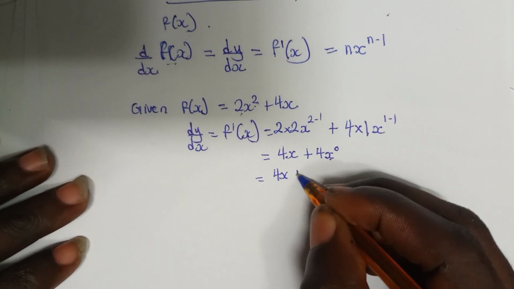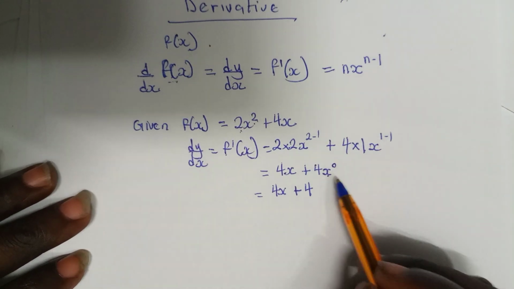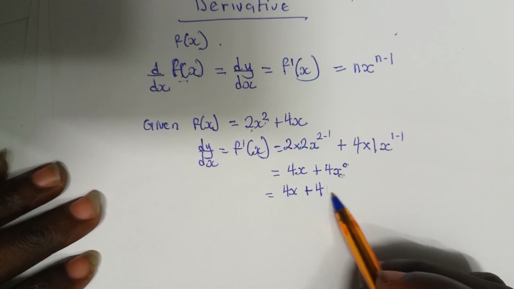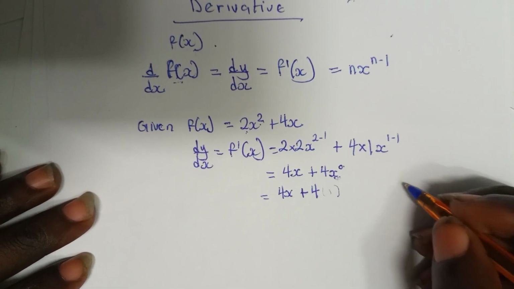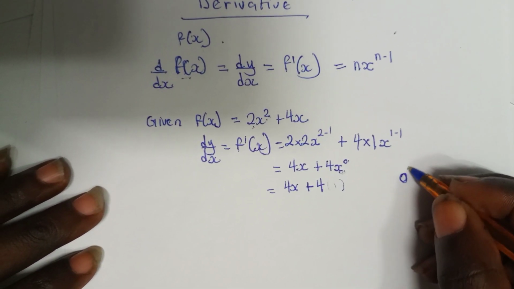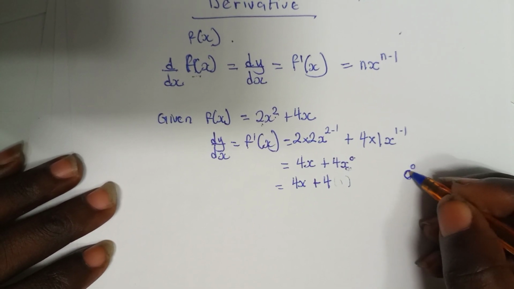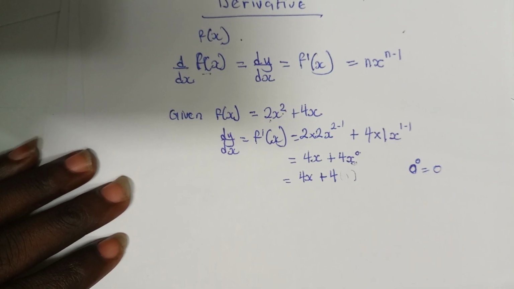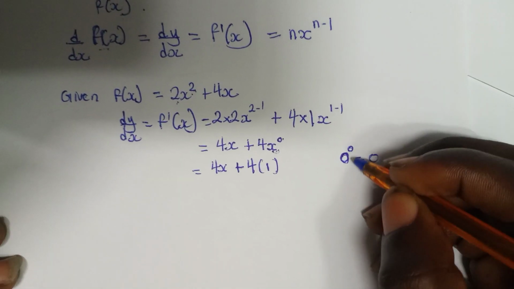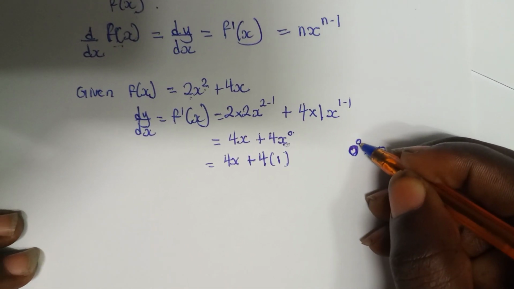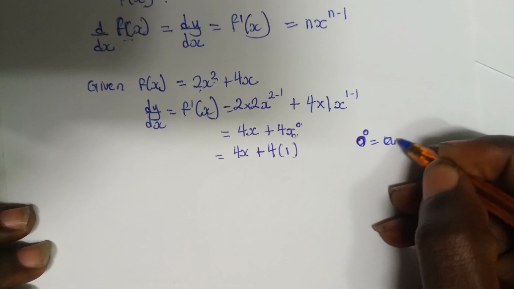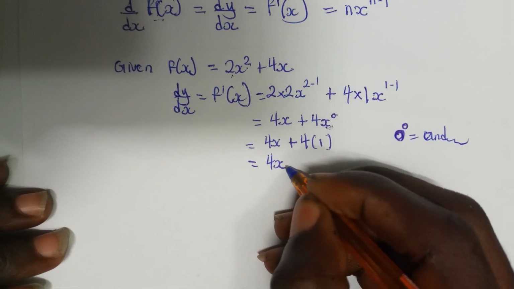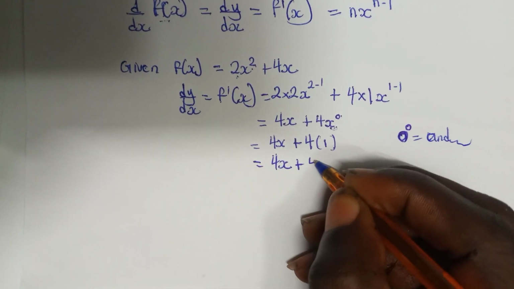Okay, plus 4. Any number raised to the power 0 will give us 1, except 0. So 0 raised to the power 0... sorry, 0 exponent 0 is undefined, rather. So our final answer is 4x plus 4.